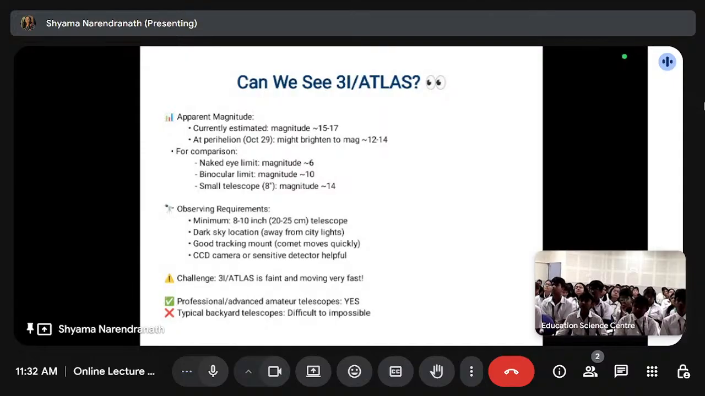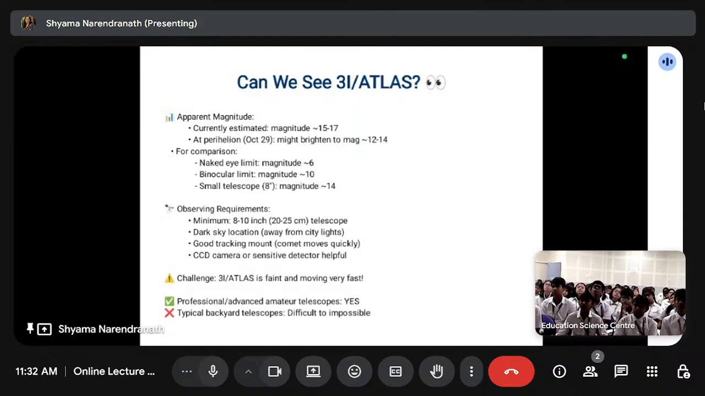Can we see Atlas with your backyard telescope? Unfortunately, no, because this is very small, it's very faint. Magnitude is the term that we use to look at the brightness of an object in the sky. The estimated magnitude is like 15 or 16, which is very faint. The smaller the number, the brighter the object. Even at the closest, the magnitude would be 12. So that's very, very low. We can't see it with the naked eye.